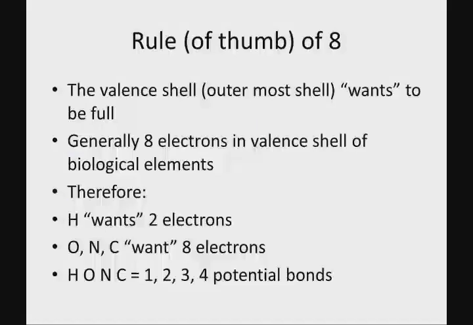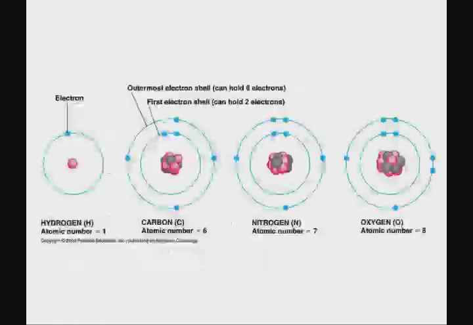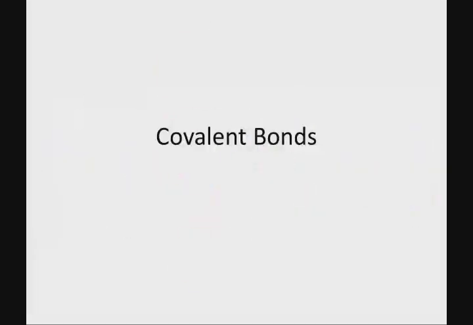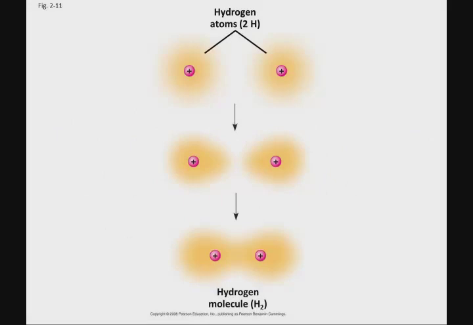So HONC is 1, 2, 3, 4 potential bonds, because a covalent bond is going to be a sharing of electrons. How do you fill that shell? Well, you could share your electron and get an electron from somebody else, and now you've got an extra electron to start to fill up those voids. Now, with hydrogen, who wants 2 electrons in its outer shell, each hydrogen has but 1. If they share their electrons, all of a sudden now you see this cloud of electron that covers both nuclei. This is now molecular hydrogen. You have a covalent bond in between them.